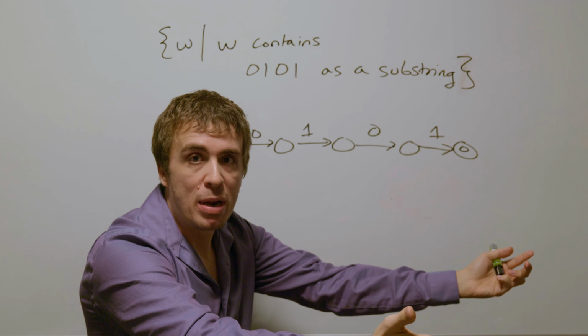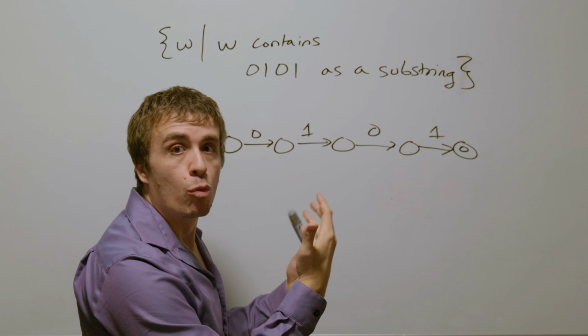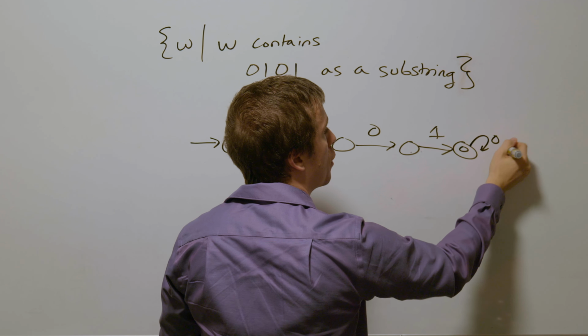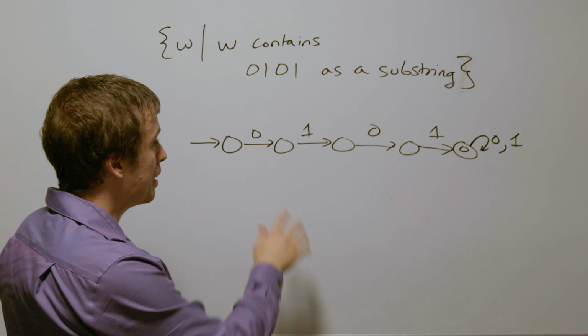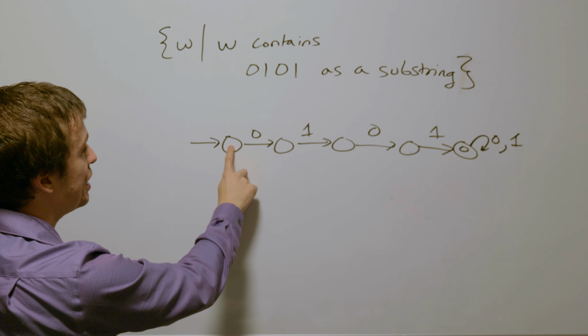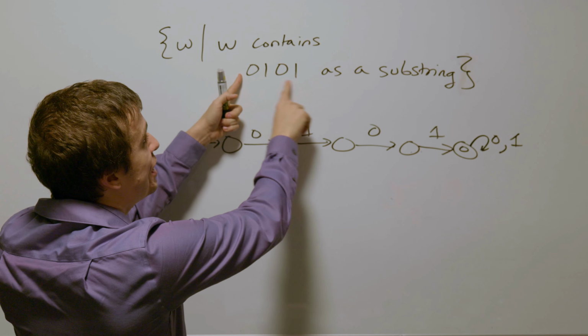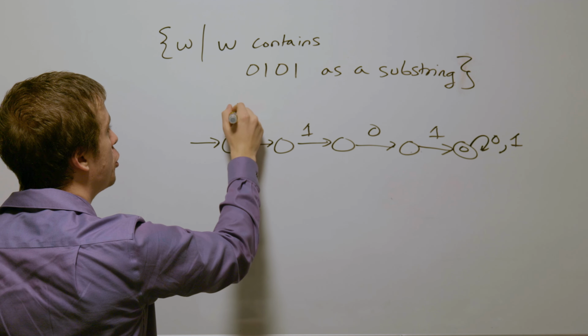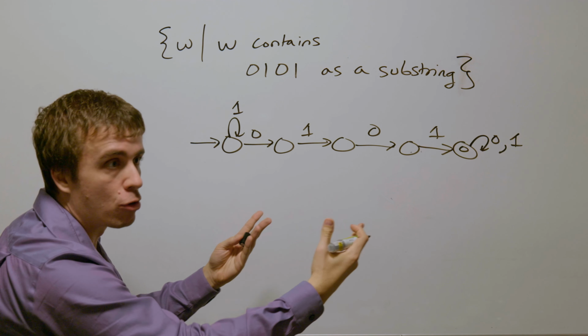It doesn't matter what we read after the fact. No matter what we read, we're going to still be in that language. And so therefore, we should have a self loop with 0 and 1 on it. Now let's think about where all the other transitions go. So if we read a 1 from this state, then that doesn't progress us along the 0, 1, 0, 1 route. And so therefore, we need to stay here because we're not progressing.